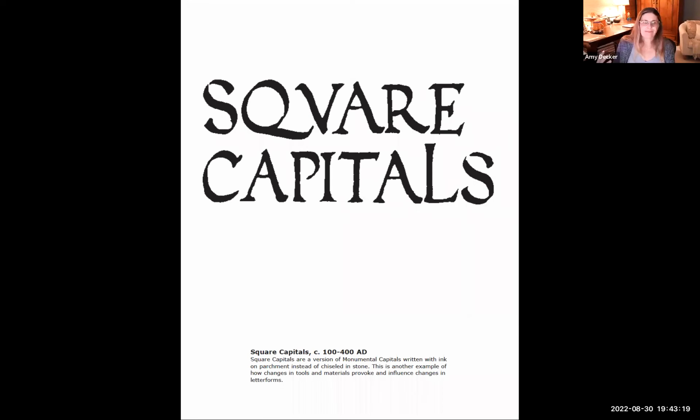Moving into variations. So the first is square capitals, 100 to 400 AD. Square capitals are a version of the monumental capitals written with ink on parchment instead of chiseled into stone. This is another example of how changes in tools and materials provoke and influence changes in letter forms. So here, they're not needing to carve these, so they can be a little more casual, if you will, right? It has a little bit softer humanistic qualities to it.